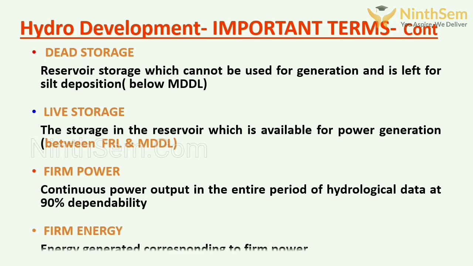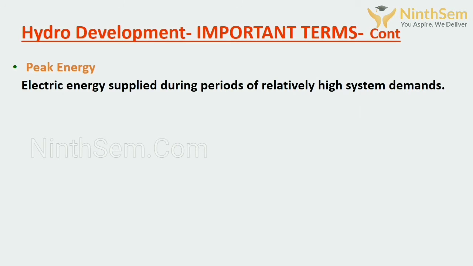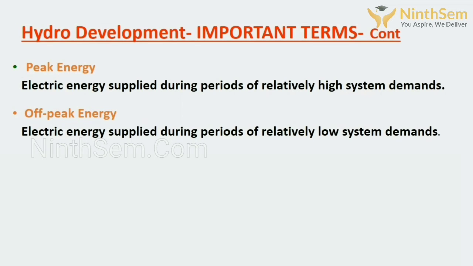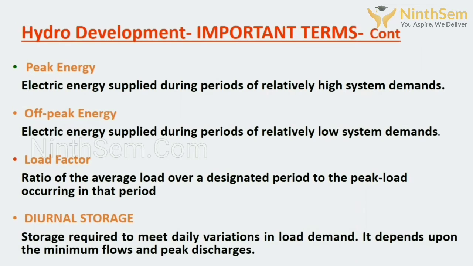Firm energy is the energy generated corresponding to firm power. Peak energy is the energy supplied during period of relatively high system demands. Off-peak energy is the energy supplied during period of relatively low system demands. Load factor is the ratio of average load over designated period to the peak load occurring in that period.